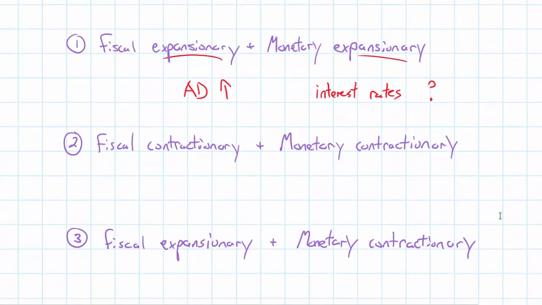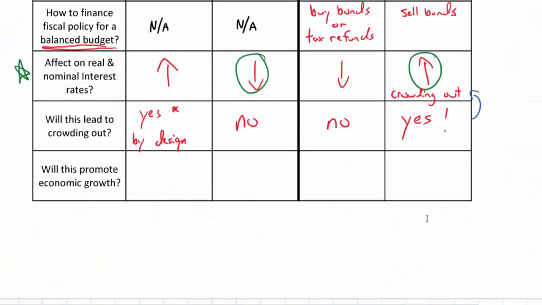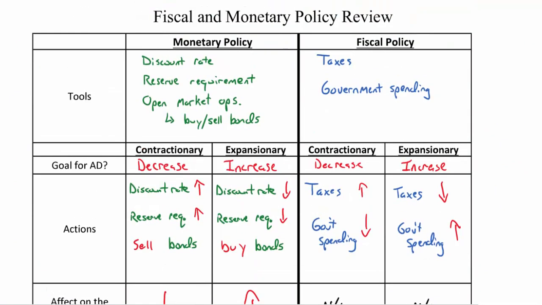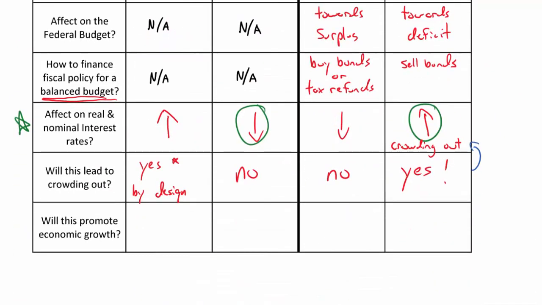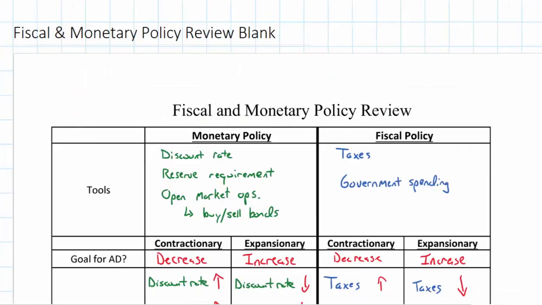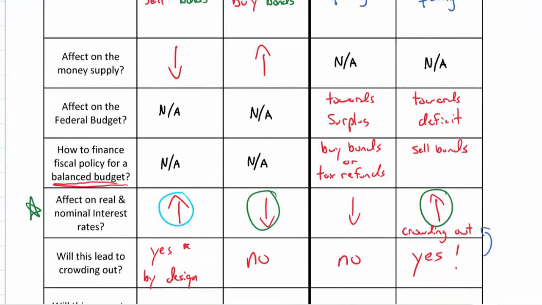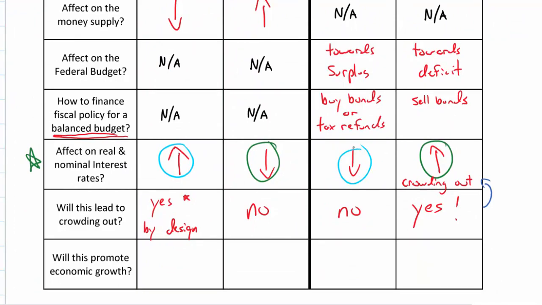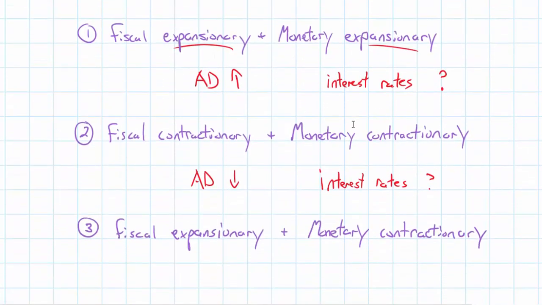What I have here with a fiscal policy that's contractionary and monetary policy that's contractionary, aggregate demand, again, these will be working together to decrease aggregate demand, so aggregate demand is going to fall. Interest rates, though, are also going to be indeterminate. We're not sure. And then you can see that by going back and noticing that contractionary monetary policy is going to lead to an increase in interest rates, and contractionary fiscal policy is going to lead to a decrease in interest rates. So again, we are not sure.